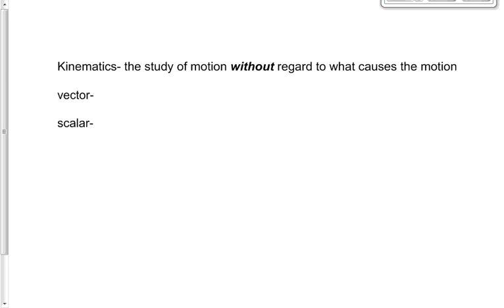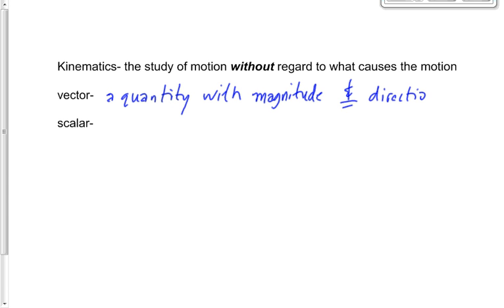Sometimes it doesn't matter what the direction is. A scalar is just fine to describe some things. Sometimes it does matter what the direction is. We need a vector to describe what we're trying to describe. I'm going to define this, and I'm going to show you a little way to remember this, if you don't remember it now. A vector is a quantity with magnitude and direction. And a scalar is a quantity with just magnitude, period.